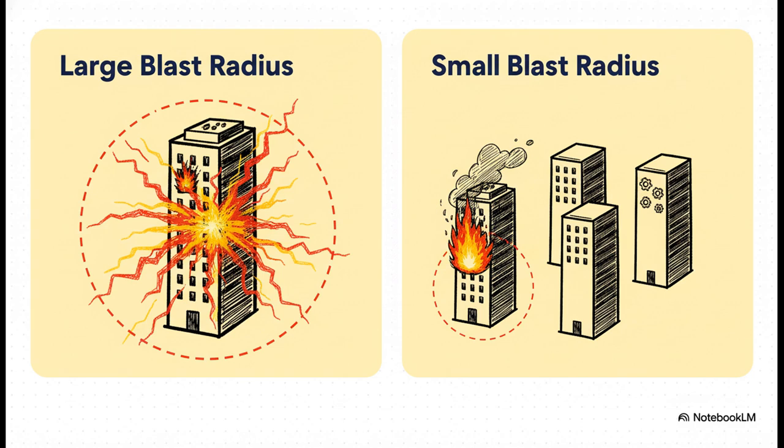In a microservices world, if the recommendation engine fails, okay, the user just doesn't see recommendations. But the rest of the site, the shopping cart, the checkout, it all keeps working just fine. The blast radius is contained.